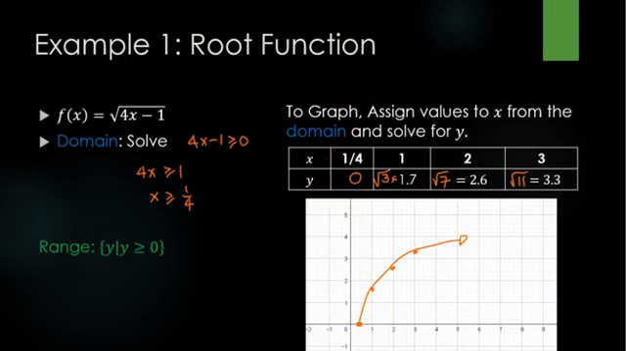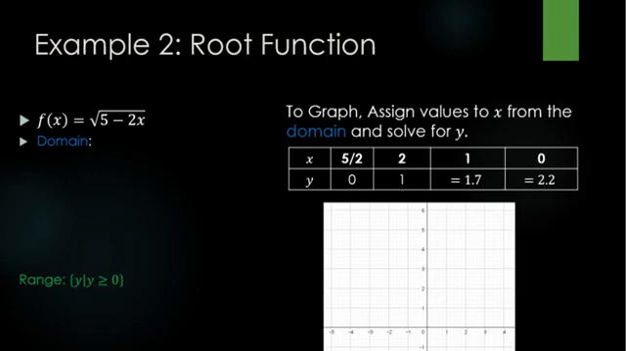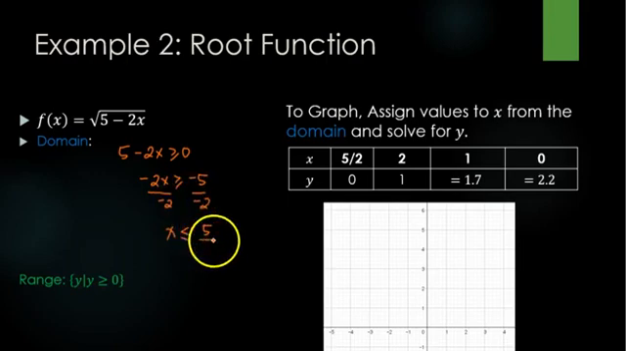Next example. So similarly, we have a linear expression. So 5 minus 2x is greater than or equal to 0. Negative 2x is greater than or equal to negative 5. So we divide both sides by negative 2. Since we're dividing by negative 2, we have to reverse the inequality. So this becomes x less than or equal to positive 5 over 2.